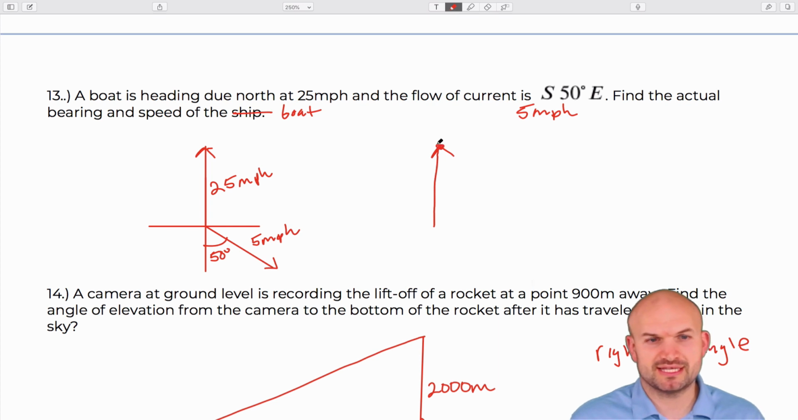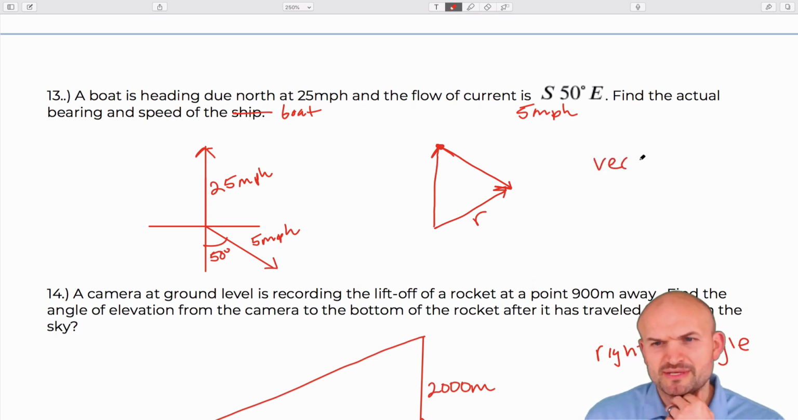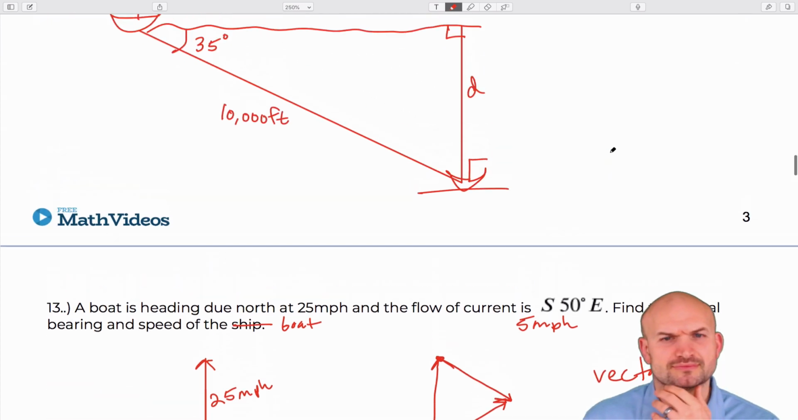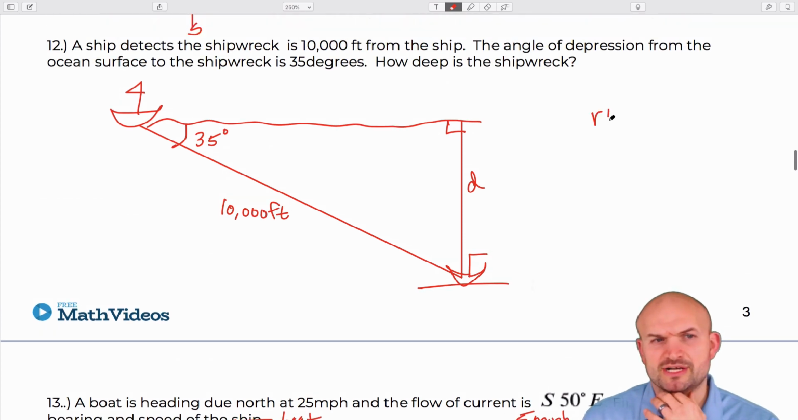So we have the boat going like this, and then we have a vector here. So we are looking for that vector, which is R. So that's going to be using, again, vectors. The next one is going to be right triangle.